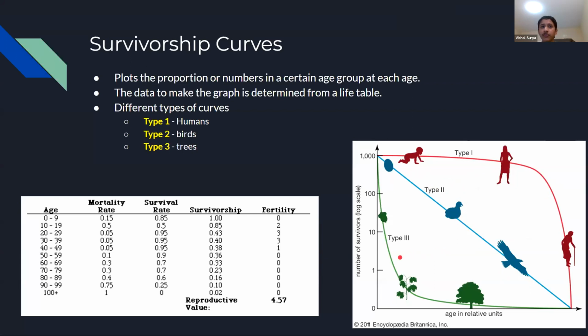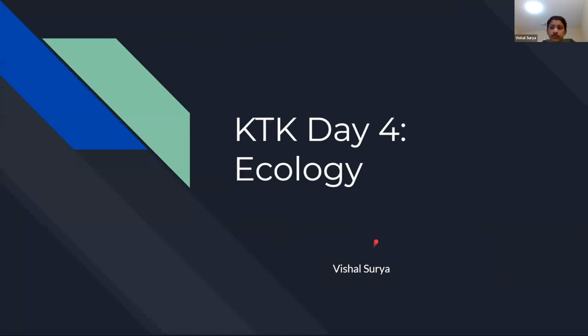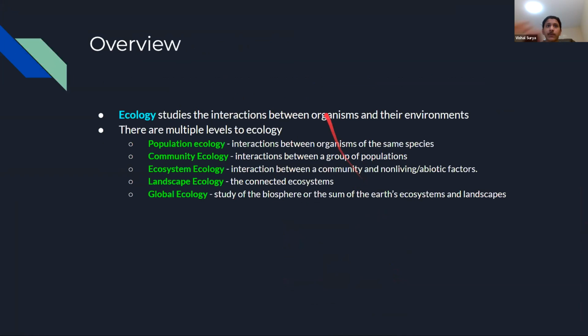Can you go back to the first few slides? Cool. So the first few slides talk about the levels of ecology. We have population ecology, which describes the interactions of the same species. Community ecology, which is the interaction between different populations. An ecosystem, which is the interaction between the communities, but also the non-living abiotic factors. And then we have landscape ecology, which is those connected ecosystems. And finally, global ecology, which is the study of the biosphere.